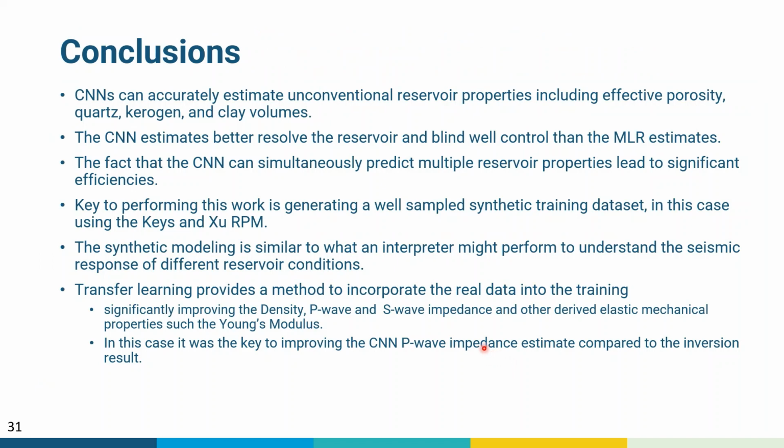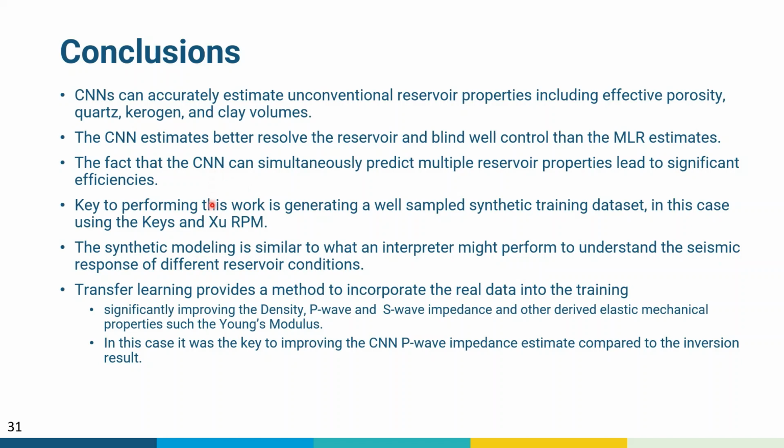So in this talk, we've shown that CNNs can accurately estimate unconventional reservoir properties, including effective porosity, quartz, Kerogen, and clay volumes. I think we've shown that the CNN estimates better resolve the reservoir and blind well control compared to the traditional multilinear regression type of approach, and that the fact that the CNN can simultaneously predict reservoir properties leads to significant efficiencies. When we did the multilinear regression, you have to pick attributes specific to each target, so it takes at least 4 times as long to do this, plus more expertise in terms of running the workflow.